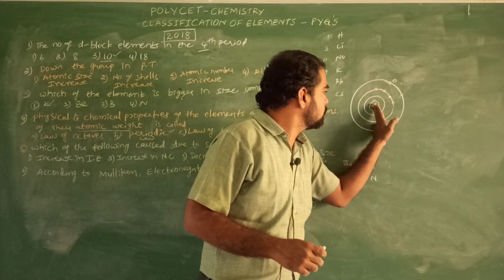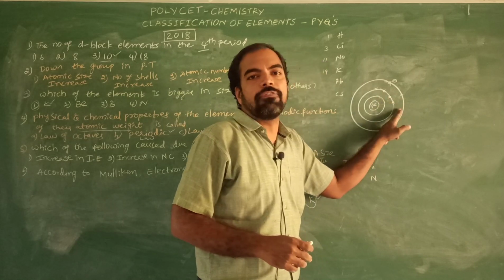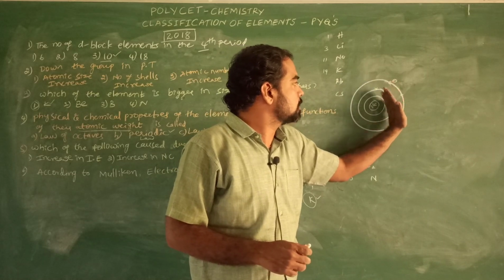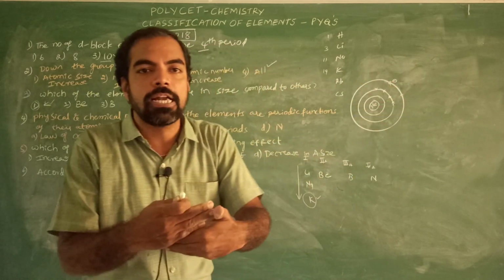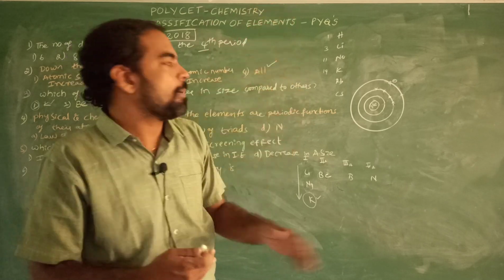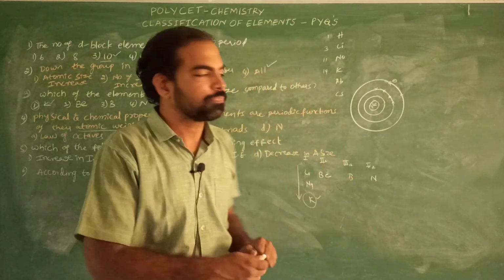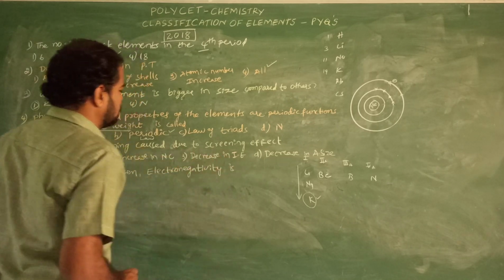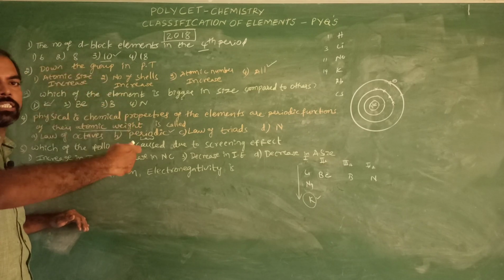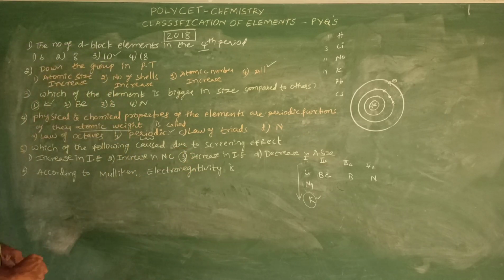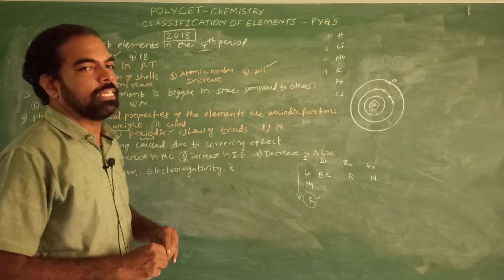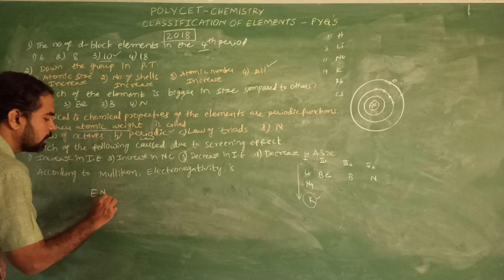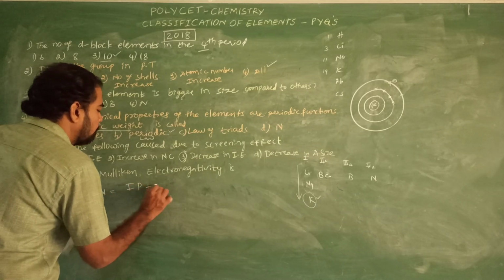The nucleus force affects these inner shell electrons only, compared with the outer shell of electrons. As the number of electrons increases in inner shell, the screening effect also increases. As screening effect increases, what happens? We can easily remove the electron. So the option is decrease in ionization energy. As the screening effect increases, ionization energy decreases. So third one.